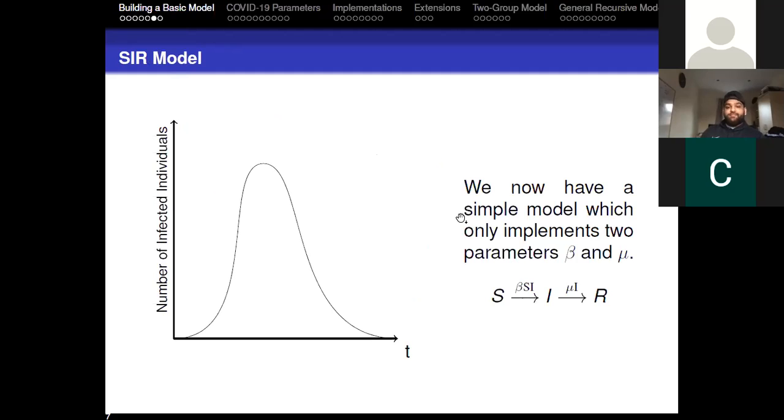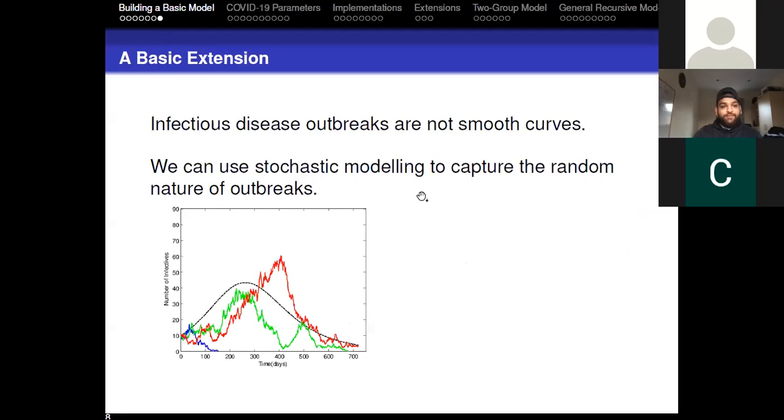So if we model this, now we get something which looks much more similar to the characteristic curves that we saw in the first slide. We have this exponential growth at the beginning, and then we have this plateau at the top, and then the cases start to decrease. And this is called the SIR model. It is a pretty accurate model, given that we only implement two parameters. It can capture the shape of infectious disease outbreaks in a very simple way. Now, Clayton, if you just go back to the very first slide.